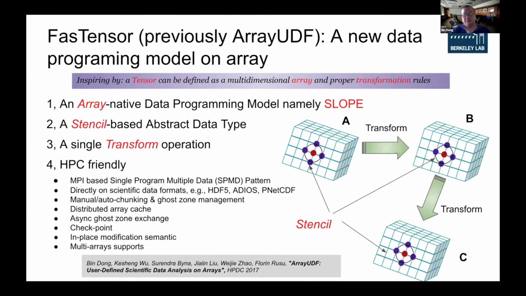One thing I want to let you know first is that FasTensor is very friendly to HPC. It natively supports MPI and directly works on scientific data formats like HDF5. It also automatically deals with chunking, ghost-zone management, and other tough data management tasks in parallel computing.